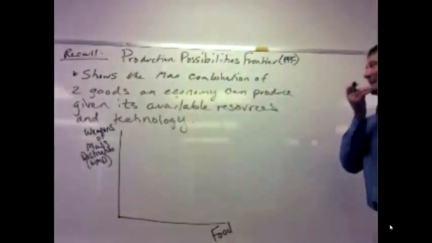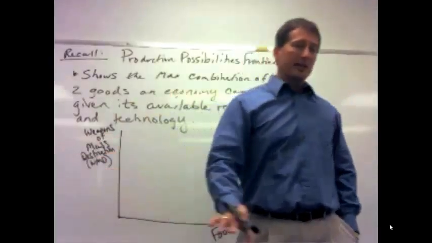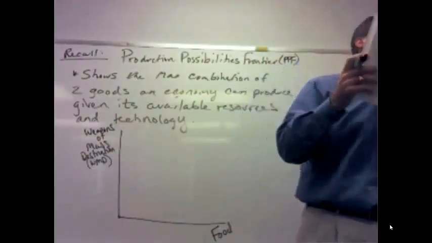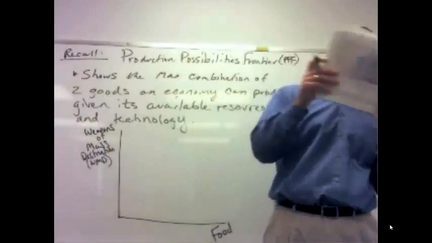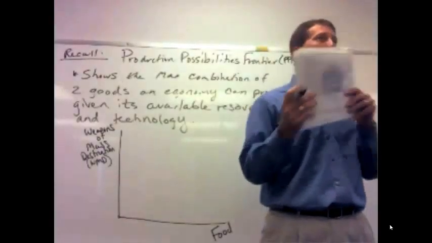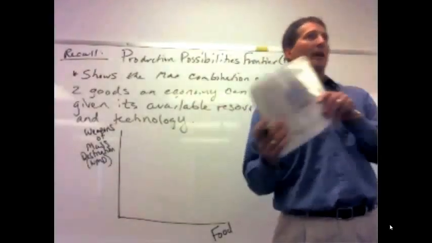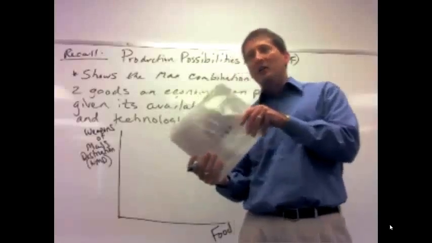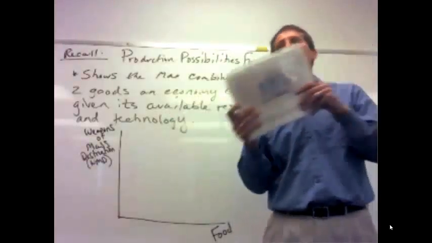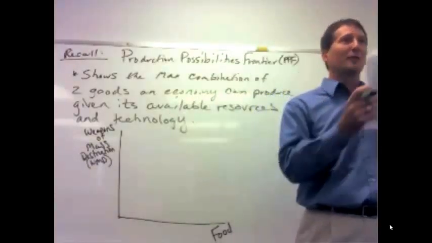So given our limited resources in the nation, what should we make? How many nuclear weapons should we have in our arsenal? How many guns? How many automatic weapons? And then how much bread should we have? How much rice and beans? How much McDonald's cheeseburgers? How much food, right?